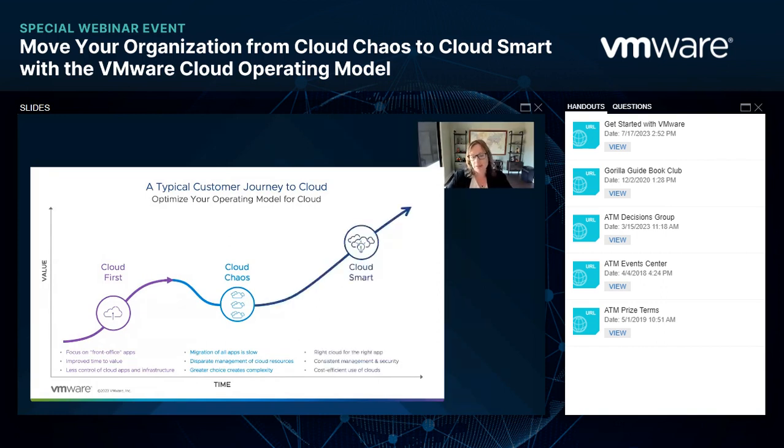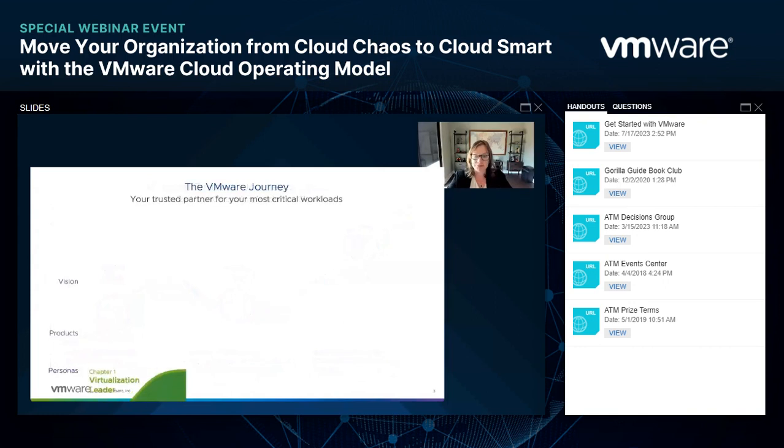And so where we're helping our customers get to today, and where we've worked hard to get to internally ourselves, is what we at VMware call Cloud Smart. That is where we get to a point where we're again able to take advantage of those benefits of cloud, where we can select the right cloud for the right app, where we can apply consistency in management and governance and policy across those disparate cloud environments, and where we can have a cost-effective use of cloud services and not find those costs spiraling out of control.